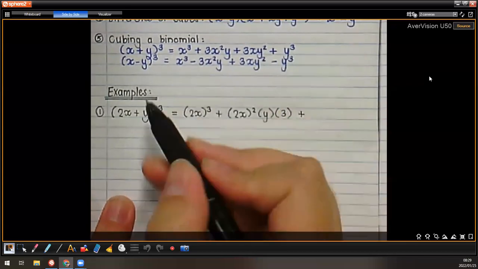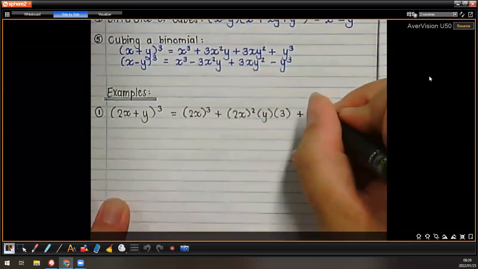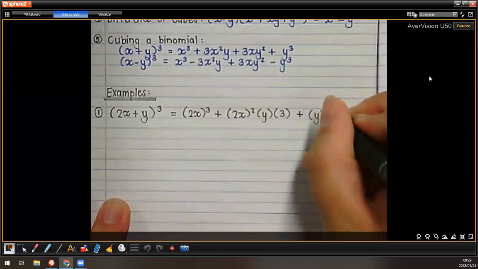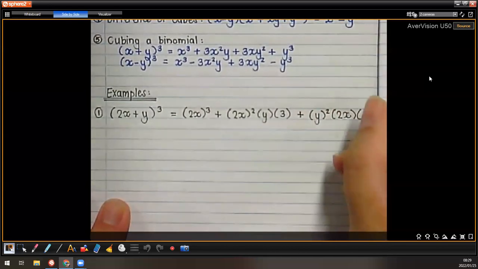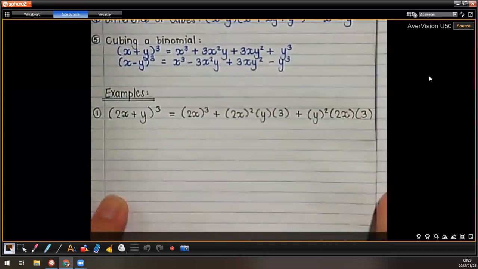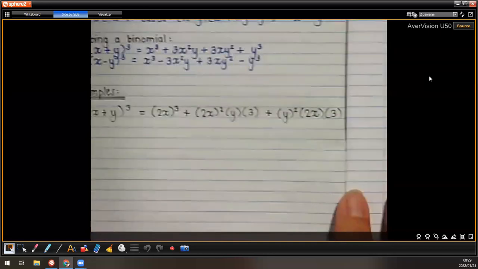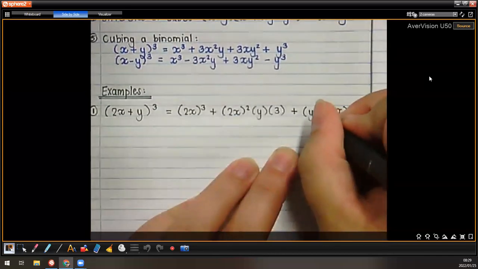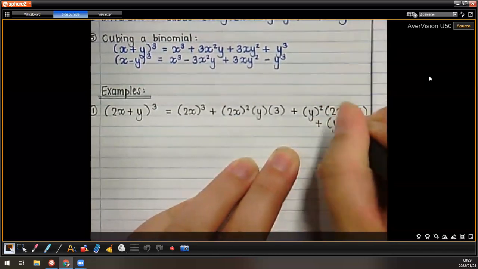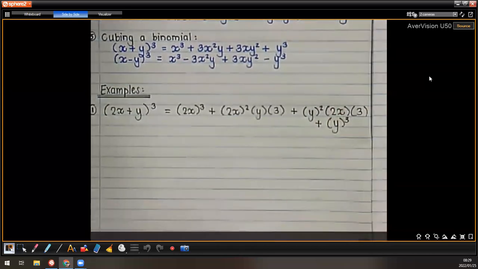Plus, for the next one, we're going to do the second term squared. So we're going to do y squared multiplied by the first term, and then again multiplied by 3, or you can put the 3 in front. And then for your last term, I'm writing in a small book, so my face is up now. But for your last term, you would do plus the last term cubed.